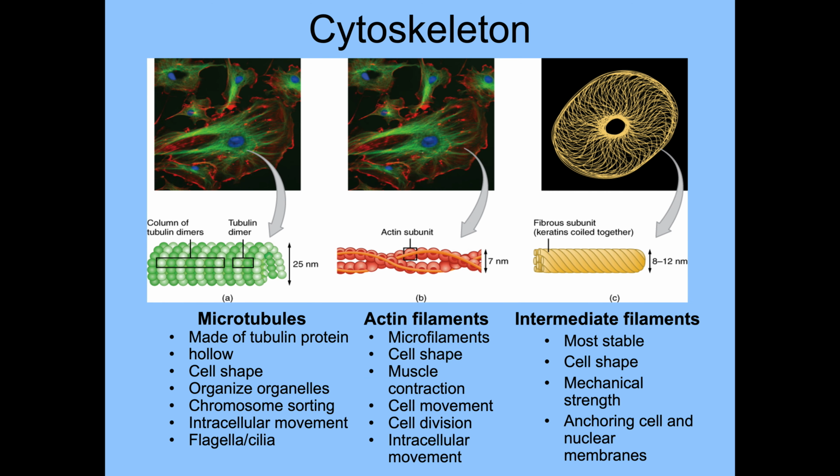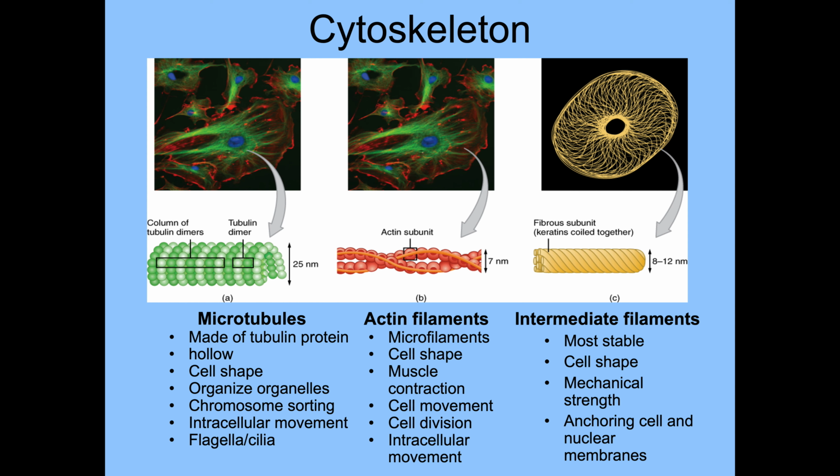Within the cytosol, for structure and support, is the cytoskeleton. A lot of times people think of the cytoskeleton as just fibers that give cells their shape, but they really have a lot of very important roles. And there are really 3 different types of fibers that make up what's known as the cytoskeleton.